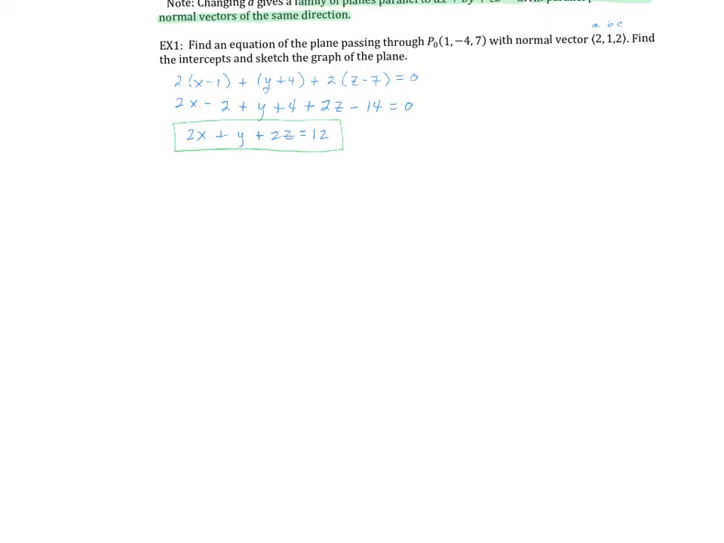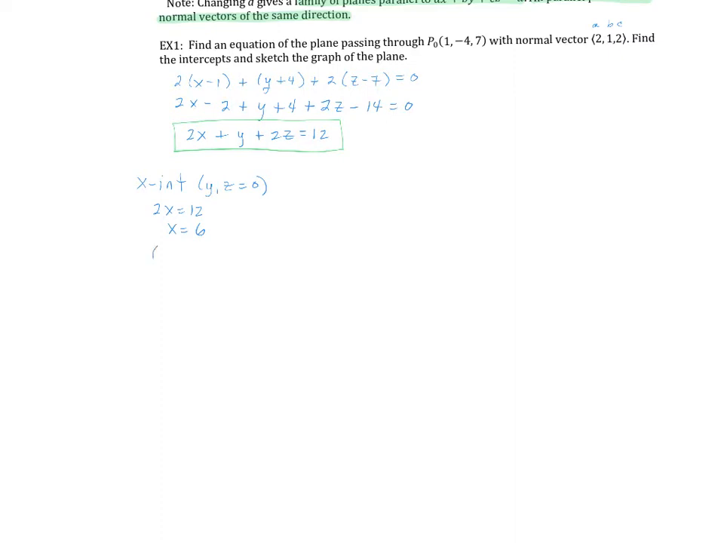Now we're going to find the intercepts and sketch the graph of the plane. To find your x-intercepts, it's the same thing as what we would do in two-dimensional space. In two-dimensional space, to find the x-intercept, you set y equal to 0. In three-dimensional space, to find the x-intercept, you set both y and z equal to 0. So in our equation, if y and z are 0, we simply get 2x equal to 12, or x is equal to 6.